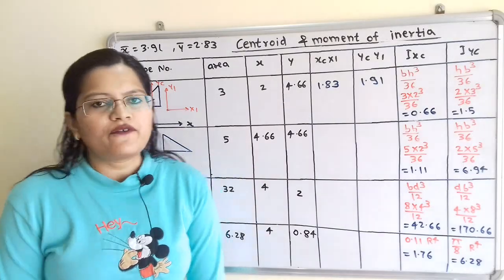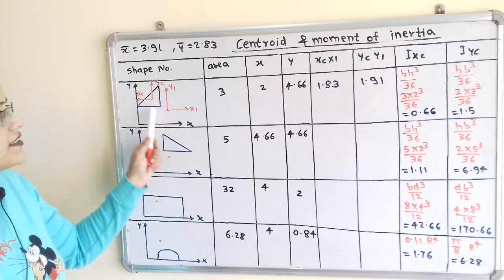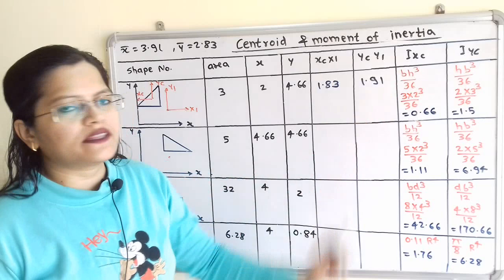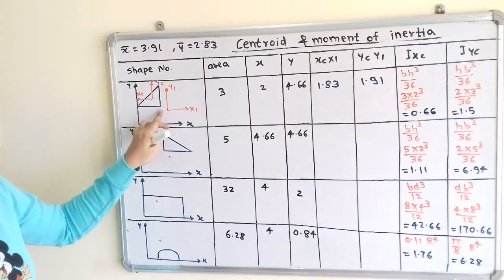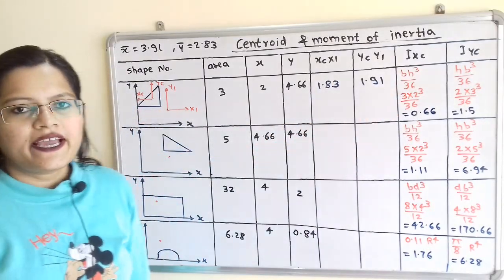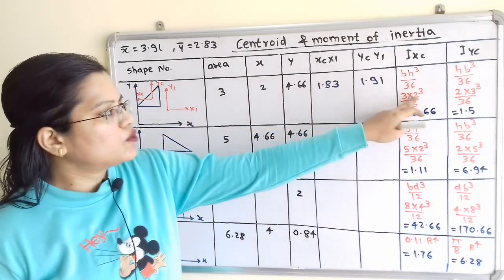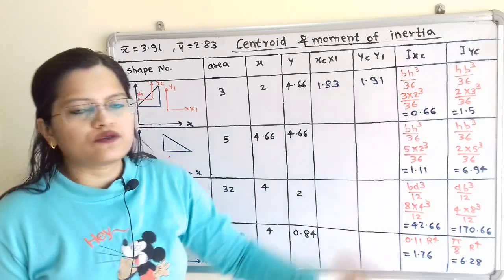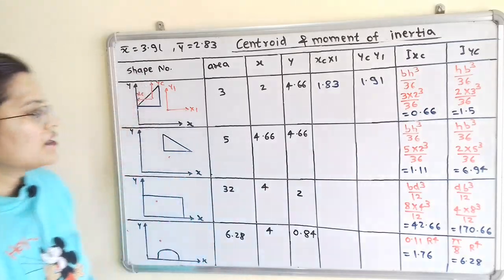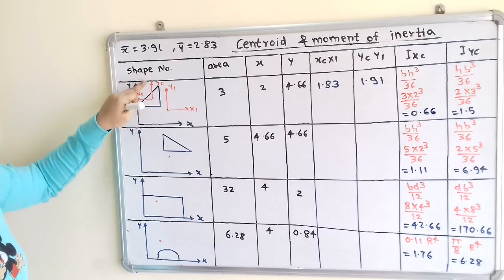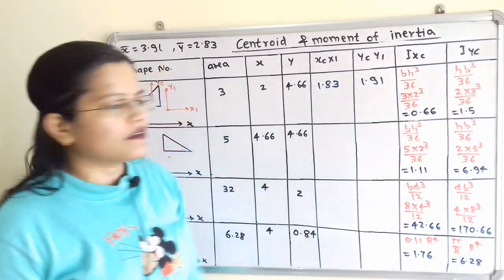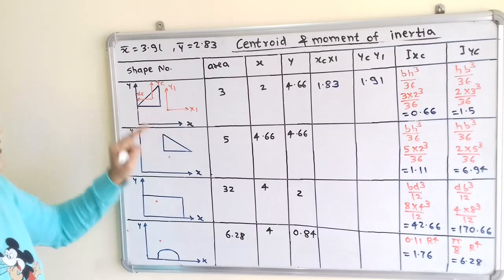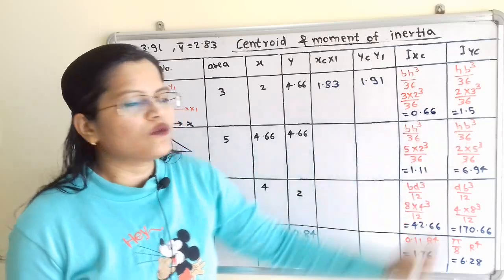Moment of inertia for the triangle shape along the axis xc is known as Ixc, which is equal to bh cube by 36, where b is the base, which is equal to 3, and h is the height, which is equal to 2. So 3 multiplied by 2 cube divided by 36 is equal to 0.66. Now the moment of inertia along yc is hb cube by 36, where h is the height, which is equal to 2, and b is the base, which is equal to 3. So it is equal to 1.5.